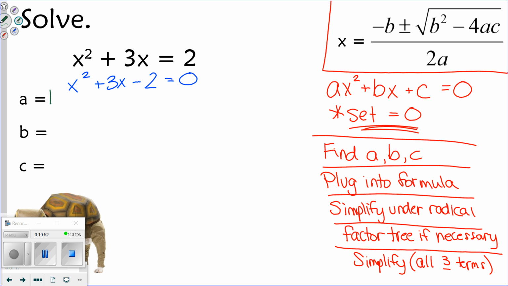Okay. I don't want to put x's into my formula. What's your b value? 3. And your c? -2. Don't lose your signs there. It makes a huge difference.